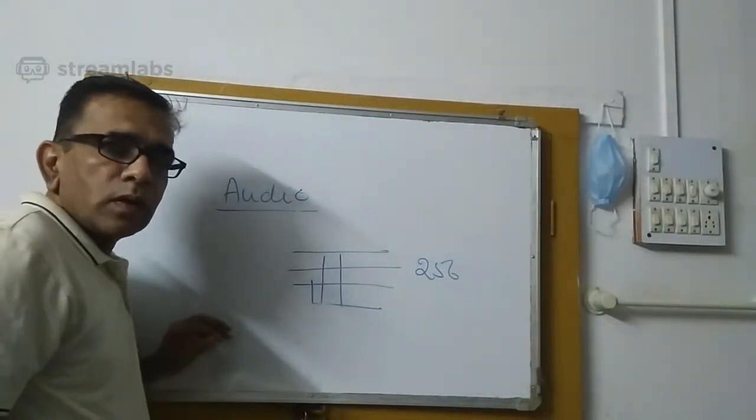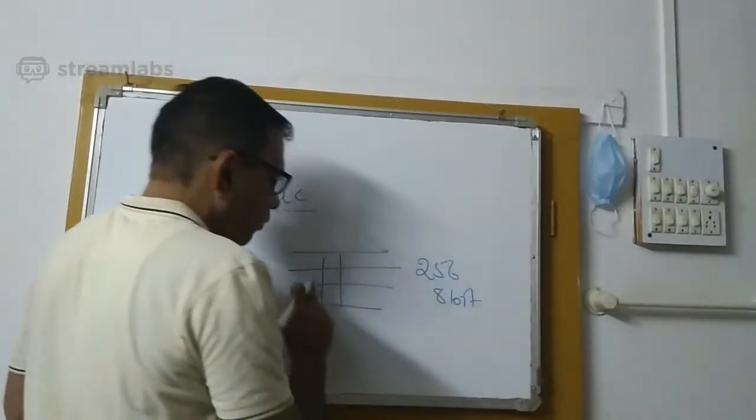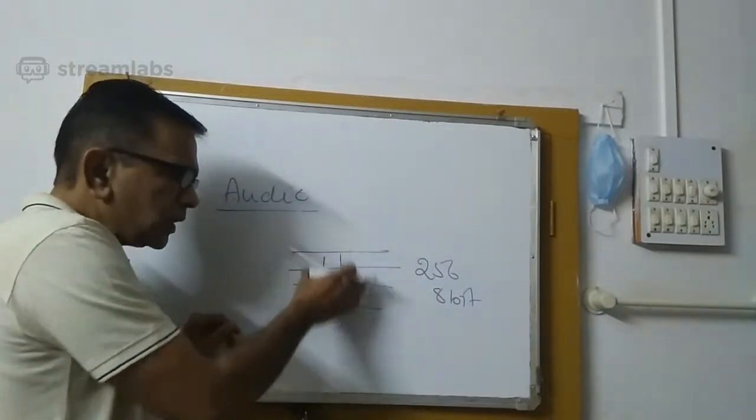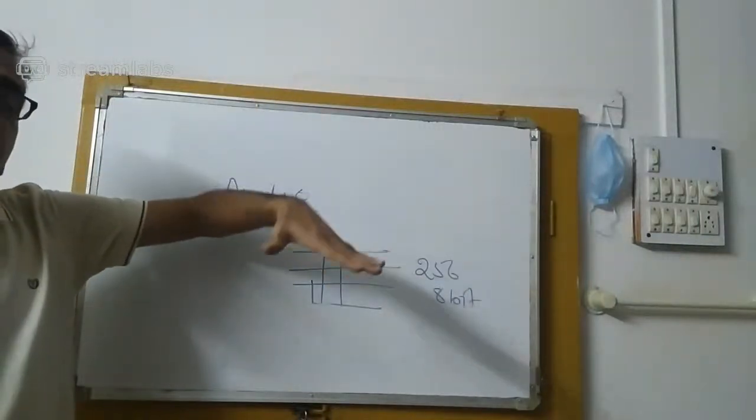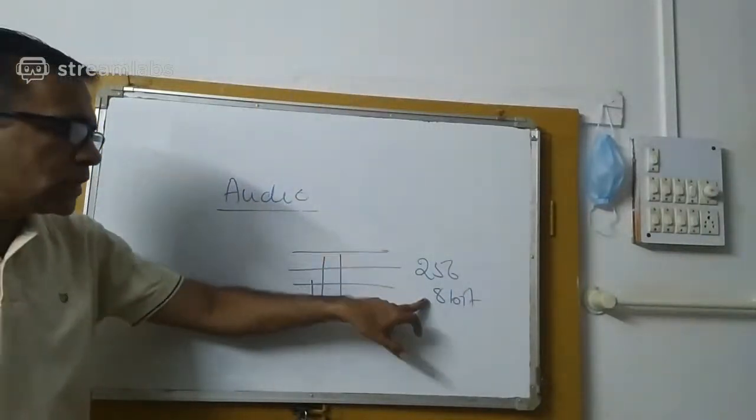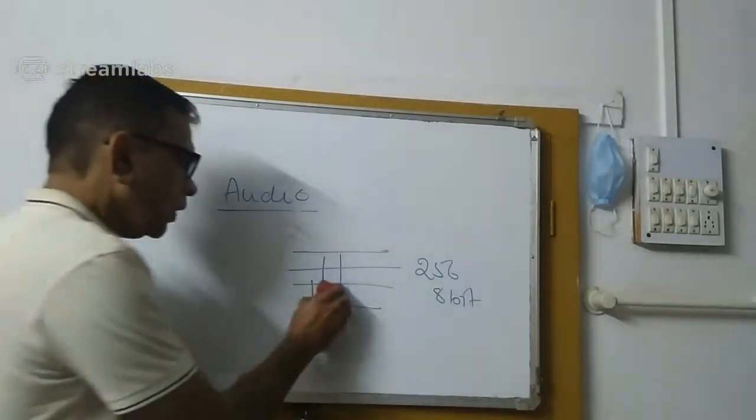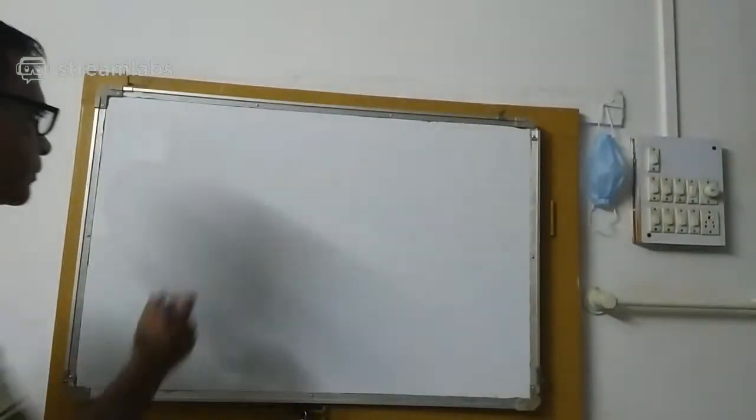Okay, in that case you need to have an 8-bit value for each sample. Again, how many levels, or how many different values you are planning to represent, will decide the number of bits that are needed for each sample. So this is regarding audio. Next is video.